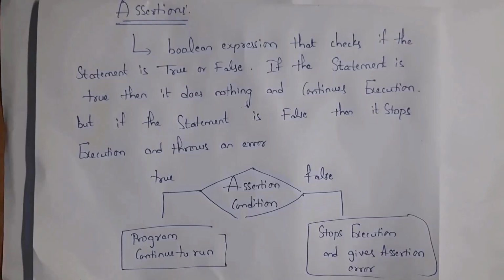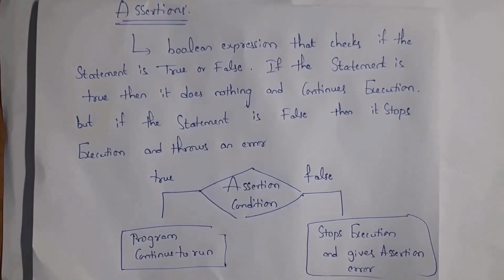Next I will explain assertions. An assertion is nothing but a Boolean expression that checks if the statement is true or false. If the statement is true, then it does nothing and it continues execution. But if the statement is false, then it stops execution and it will display an error. This is the flowchart for assertion.